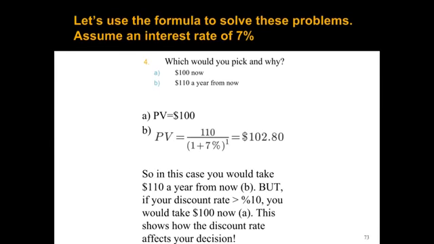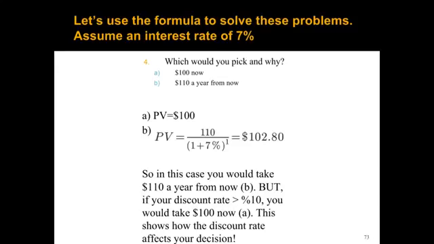So number 4 is the really tricky one. So why is this one tricky? Well, again, $100 now has a present value of $100. But $110 a year from now turns out to be a present value of $102. So in this special case of an interest rate of 7%, I would choose part B.